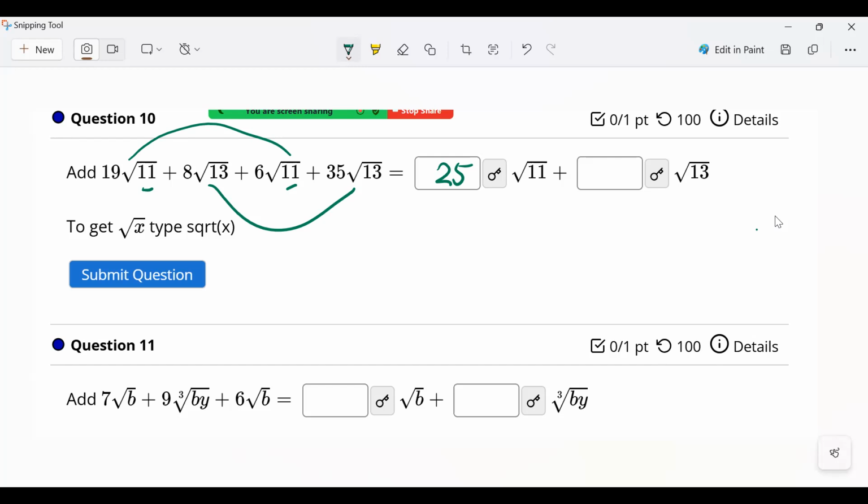Adding 35 gives 43, so 43 radical 13. And then 11, only these two are like terms. The cubic root of B definitely is not a like term here, so just leave it as is, 9. And then when you add 7 and 6, it is 13, so 13 radical B.